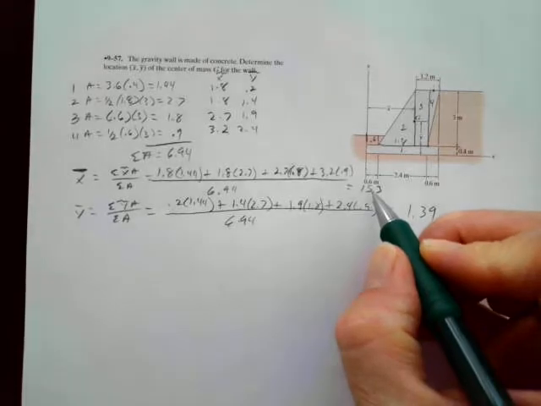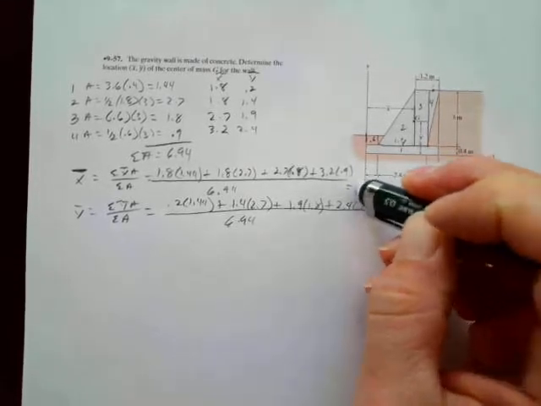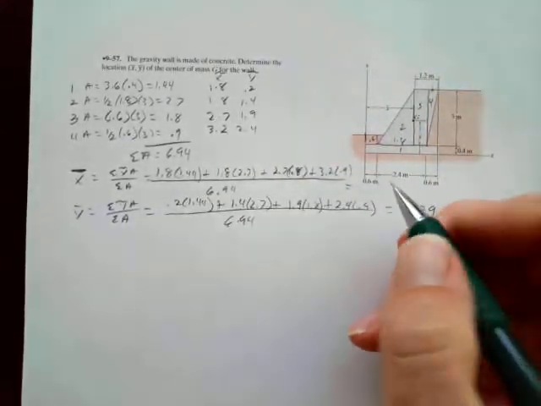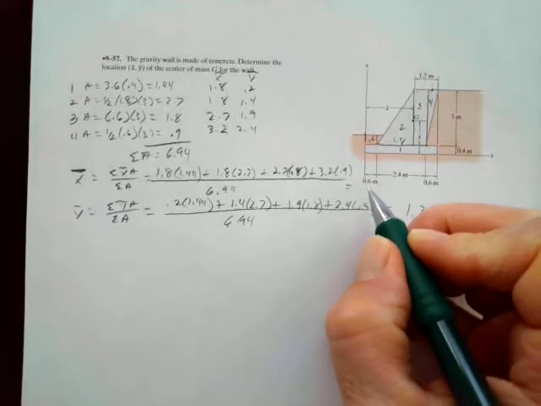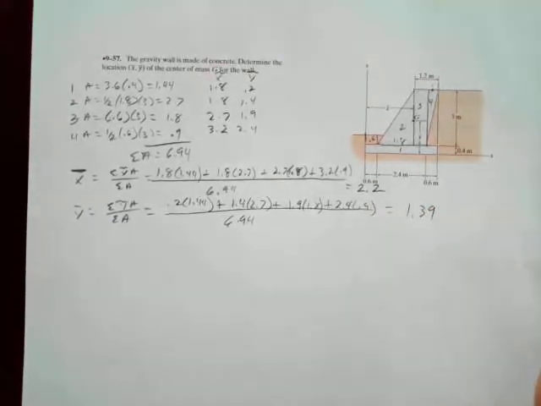This isn't right. Not 15.3. It's 15.3 divided by 6.94, which is 2.2. Sorry.